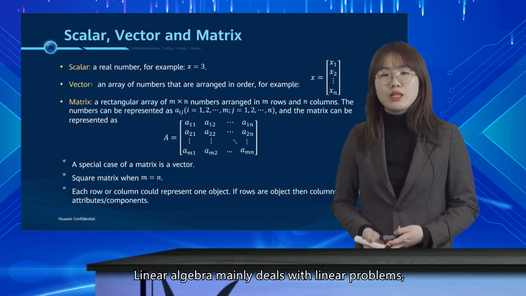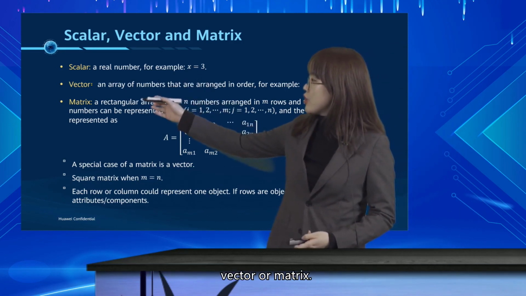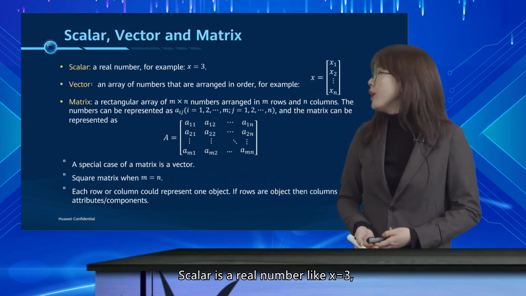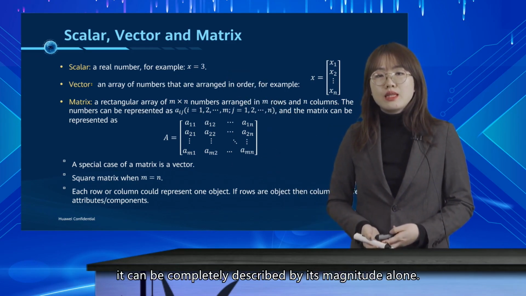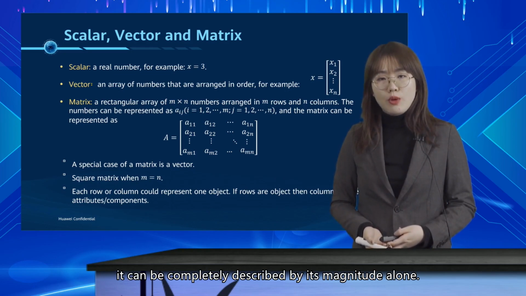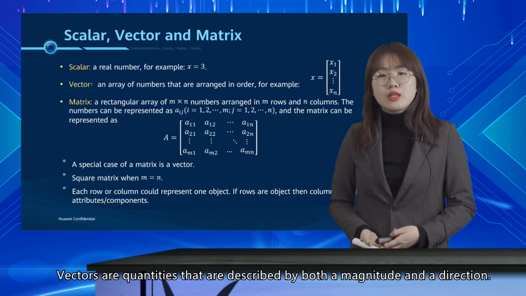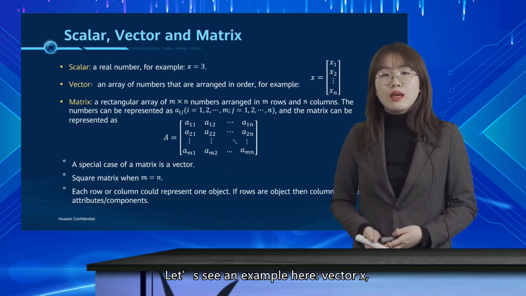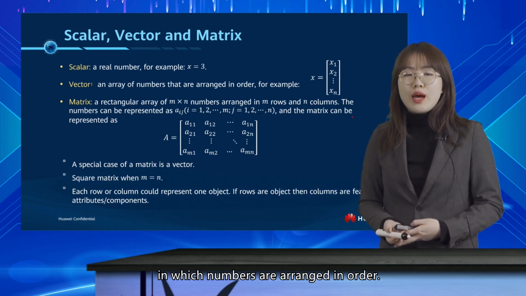Linear algebra mainly deals with linear problems, no matter in which form it expresses: scalar, vector, and matrix. The scalar is a real number like x equals 3. It can be completely described by its magnitude alone. Vectors are quantities that are described by both a magnitude and a direction. Let's see an example here, the vector x, in which numbers are arranged in order.